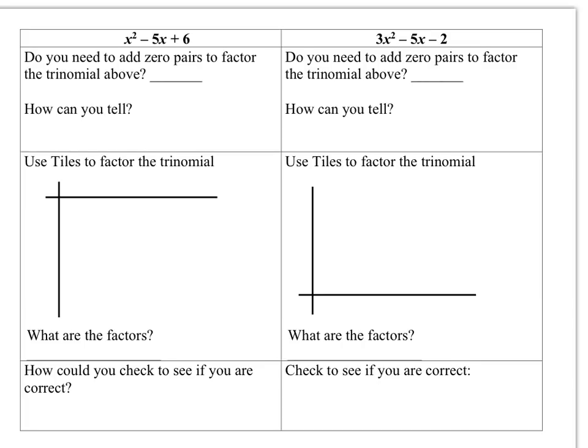So the first question, x squared minus 5x plus 6. The first question is, do I need to add zero pairs? And the answer here is no. And the reason that I know that I do not need zero pairs is because the last term, the ones term, is a positive number. So if the last term is positive, we don't need zero pairs.